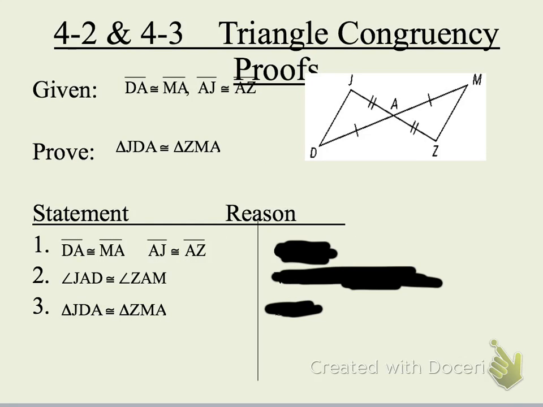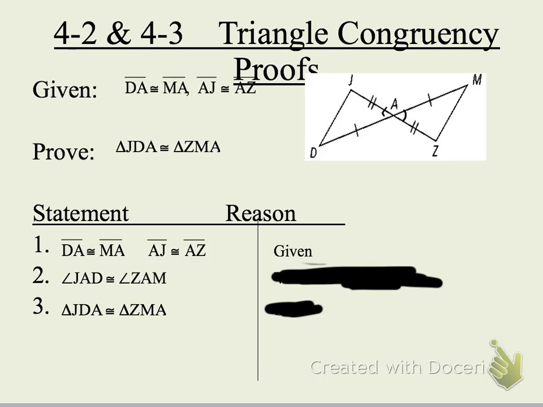Okay, so if I give you this and I'm saying DA is congruent to MA and AJ is congruent to AZ, and we're trying to prove that those two triangles are congruent. So if I'm looking at it, I always give my given statement. Then if I have to prove that they are congruent, I have all of my different signs: side, side, side, side, angle, side, those types of things, to see if we can prove that this is congruent. So it looks like I can make the angle A, vertical angles.